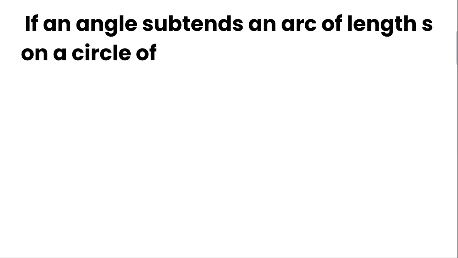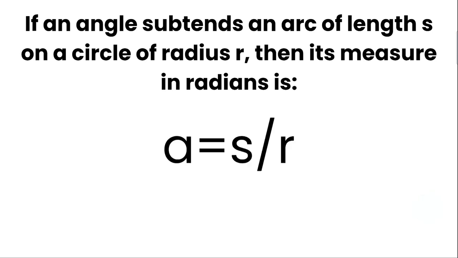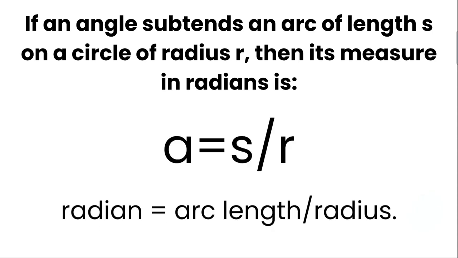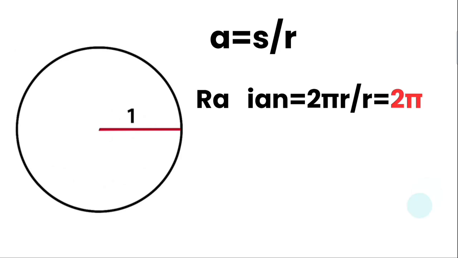If an angle subtends an arc length of s on a circle of radius r, then its measure in radians is alpha equals s over r. So radian equals arc length over radius. Back to the circle. Using the formula, we calculate 2 pi radians is equal to 360 degrees, and pi radians is equal to 180 degrees.